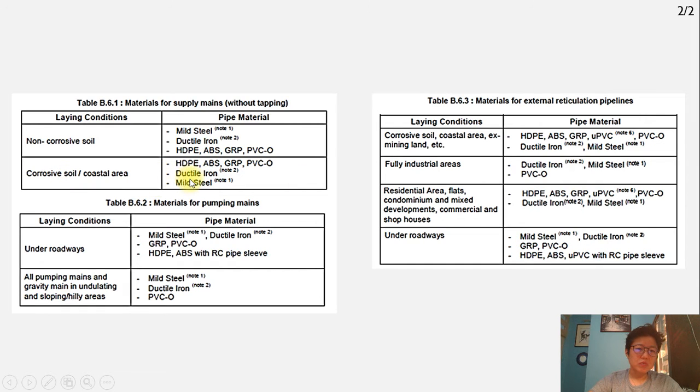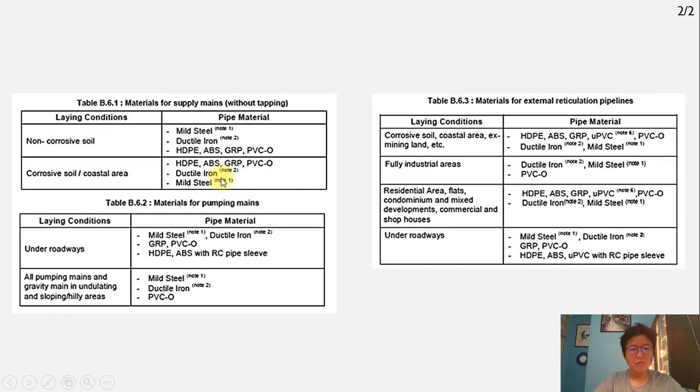So in these situations, we probably recommend the HDPE, high density PE pipes, ABS pipes. ABS is a kind of thermoplastic, high strength thermoplastic, or we could also be recommending the use of GRP, glass reinforced plastic, right? Or PVCO. PVCO is an upgraded version of PVC pipes, and it has approximately 10 times the impact resistance of ordinary PVC pipes. Okay, and you could also use ductile iron or mild steel, but there are some notes there.